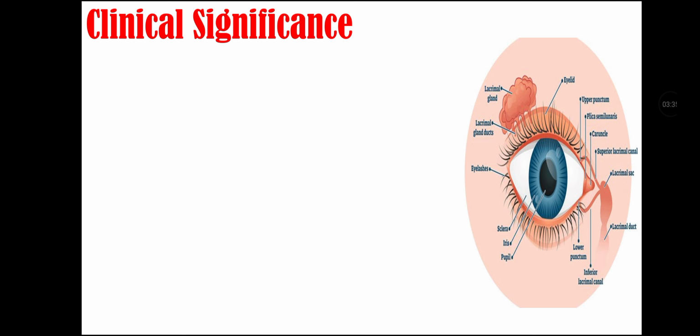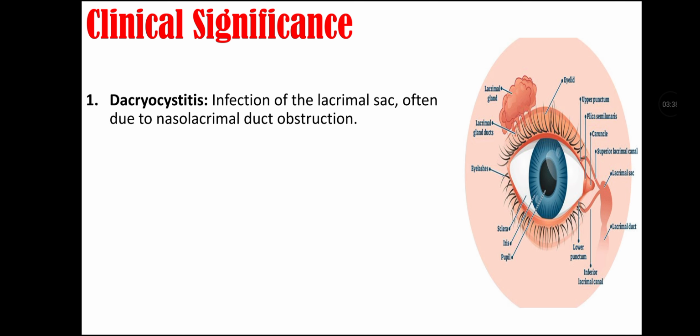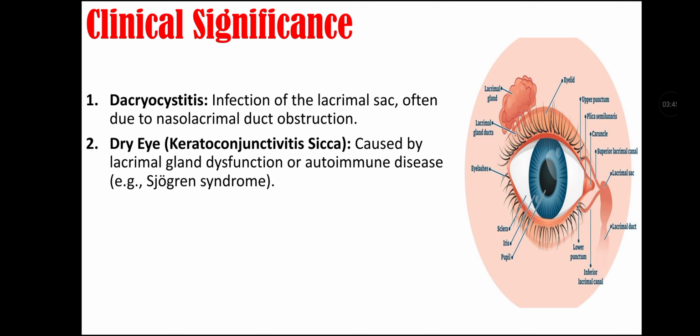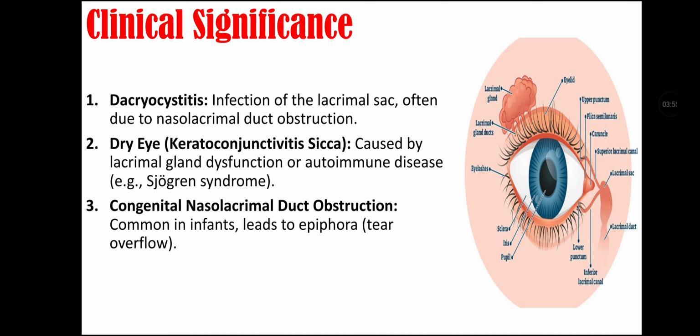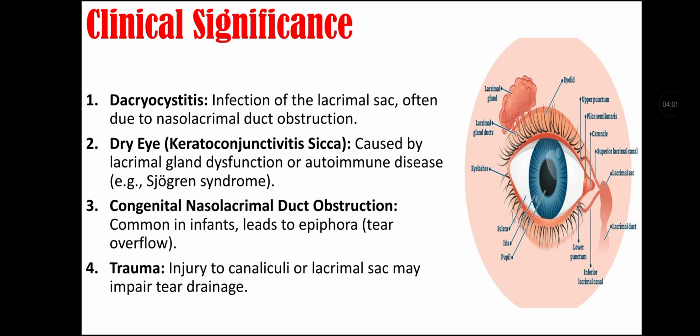Clinical significance of lacrimal apparatus. First is dacryocystitis, that is inflammation of the lacrimal sac and it is often due to nasolacrimal duct obstruction. Second is dry eye, that is also called keratoconjunctivitis sicca, and it is caused by lacrimal gland dysfunction or the autoimmune disease called Sjogren syndrome. Third is congenital nasolacrimal duct obstruction and it is common in infants and it leads to epiphora, that is tear overflow. Fourth significance is trauma, as injury to canaliculi or lacrimal sac may impair tear drainage.